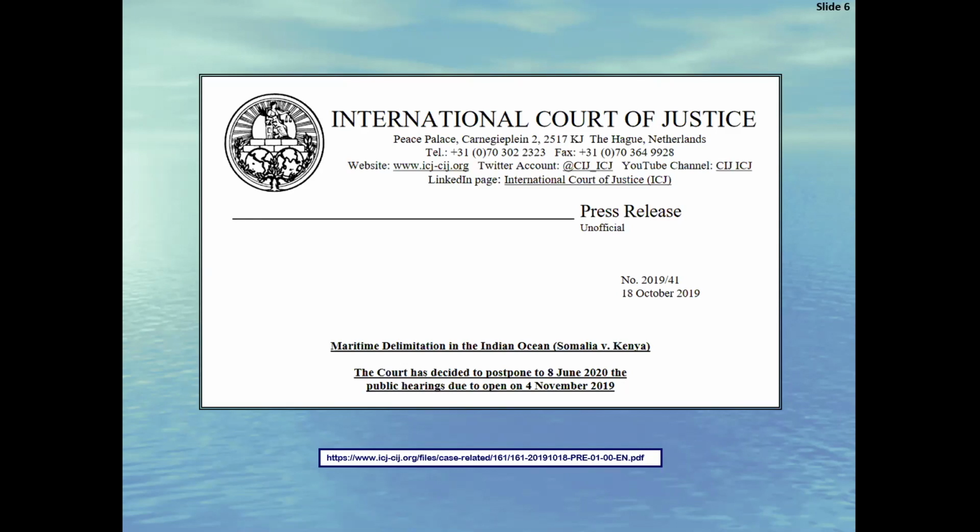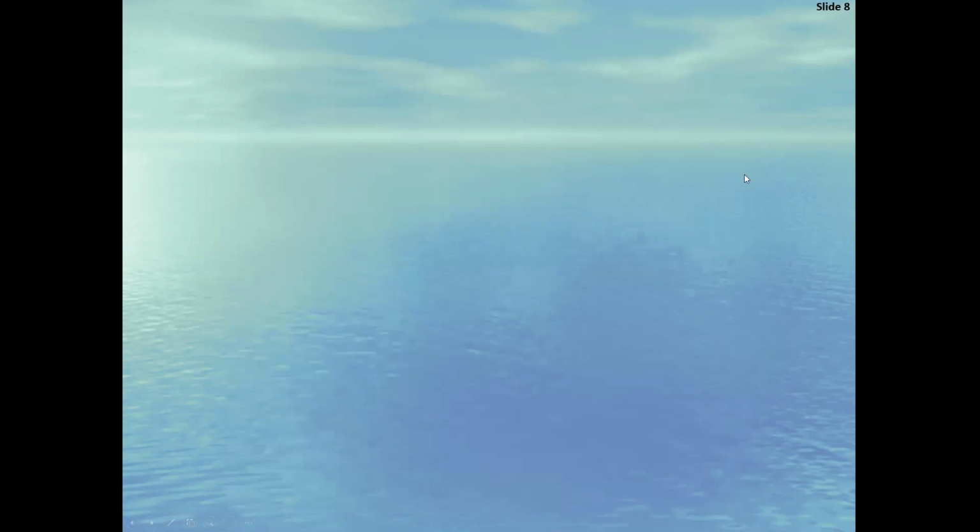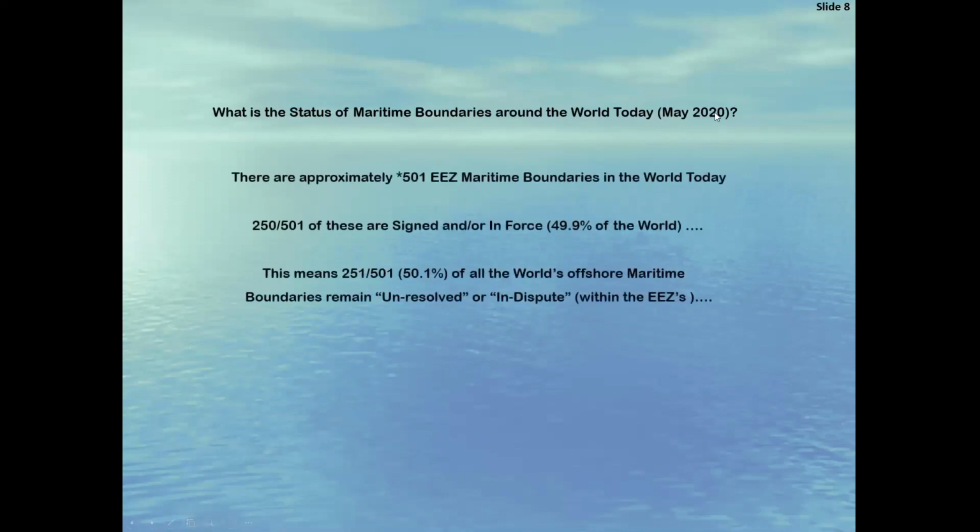Thank you, Peter. Okay, so this is going to be a demo. Law of the Sea is a global marine application that actually impacts 162 countries. As you see from this global slide, we're focusing in on this portion of the nearshore offshore waters for Somalia, Kenya for today's study. Just to set the stage a little bit, what is the status of maritime boundaries in the world today as of May 2020?